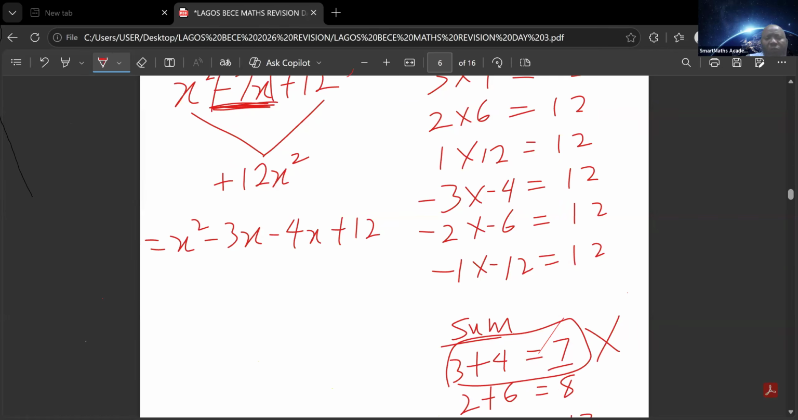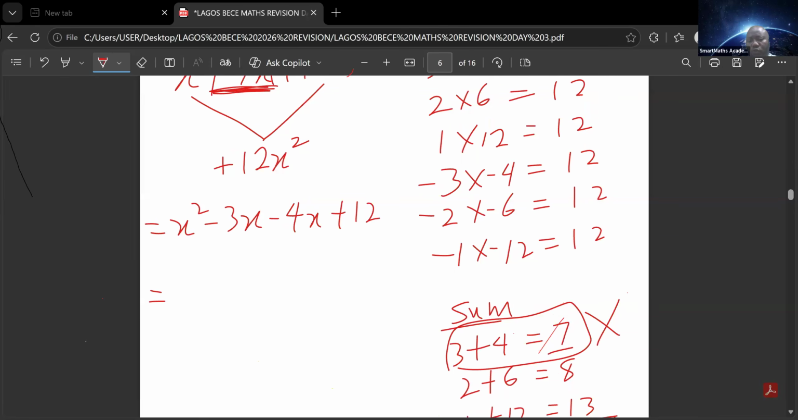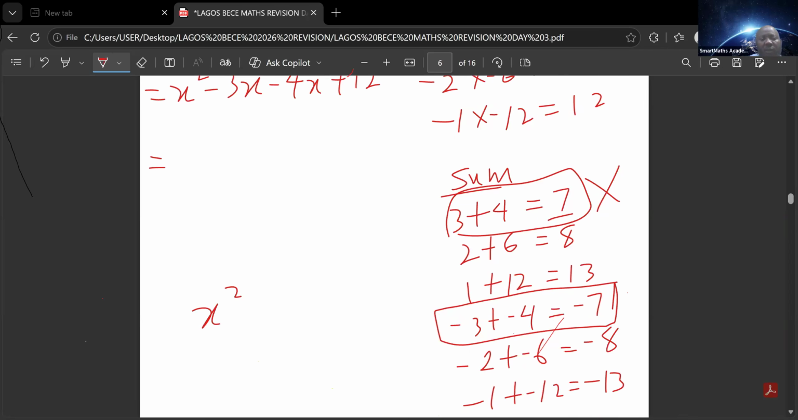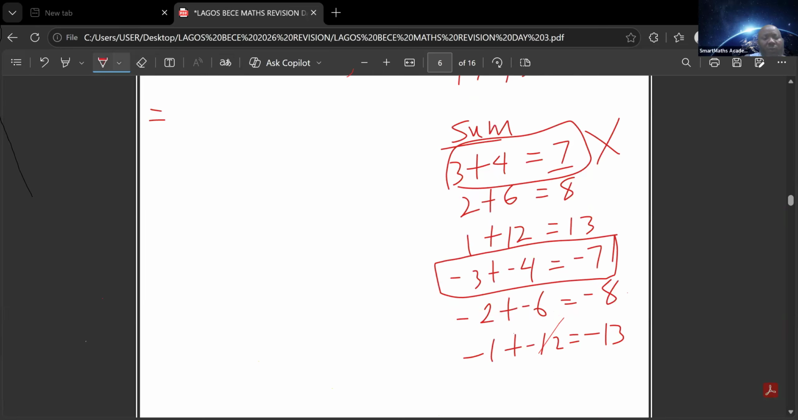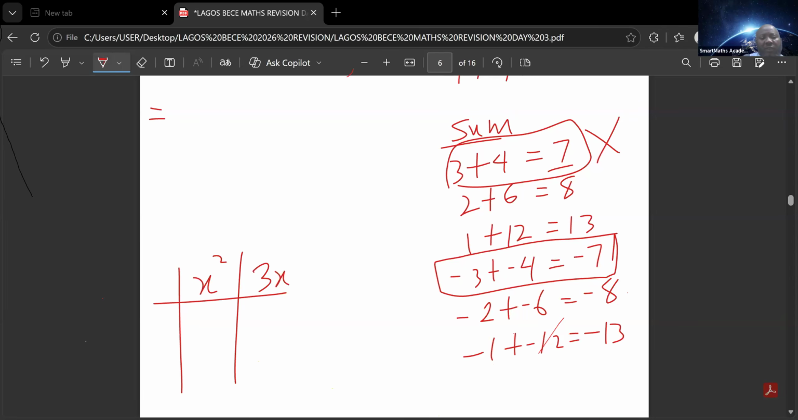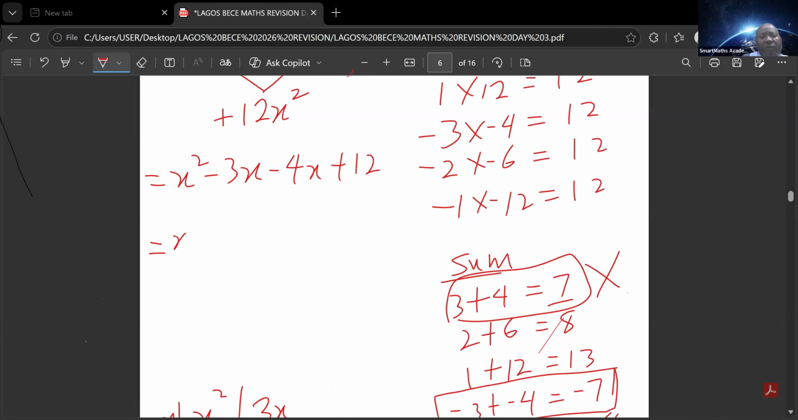So we now move to the next one. We now factorize it in twos. How do we do that? Pick the first two, which is x squared and minus 3x. Are you with me? Then what is common is x. That'll be x and 3. So I'm going to have x, open bracket, x minus 3.